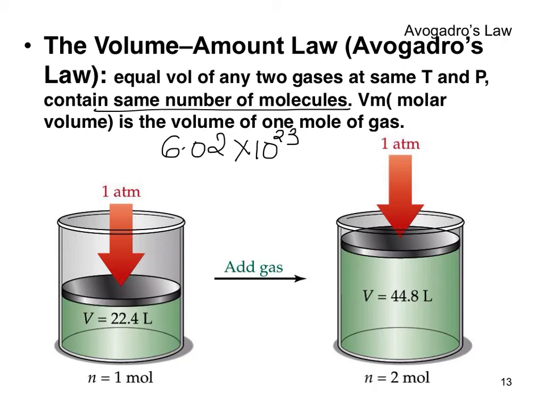I'm showing a container containing 1 mole of gas, which at STP is supposed to have 22.4 liters and is being maintained at 1 atmospheric pressure. If you add another mole, the volume will double to 44.8 liters, provided you keep the temperature and the pressure constant.